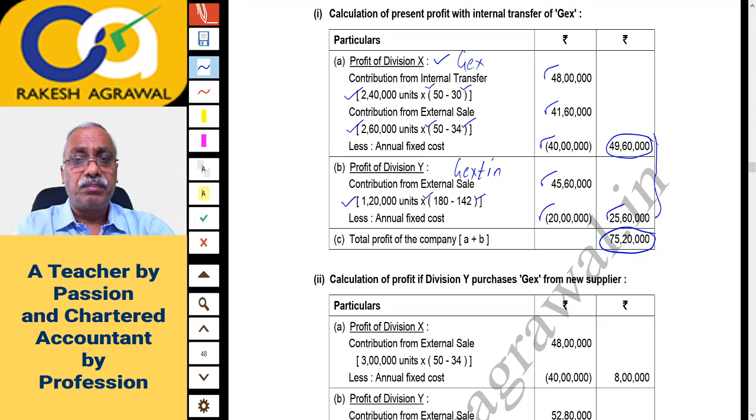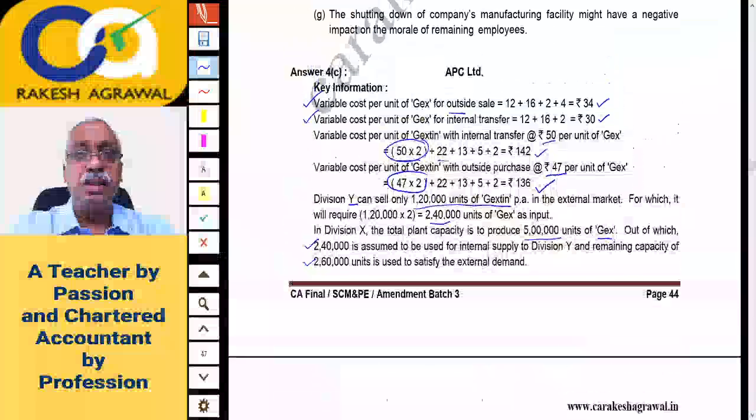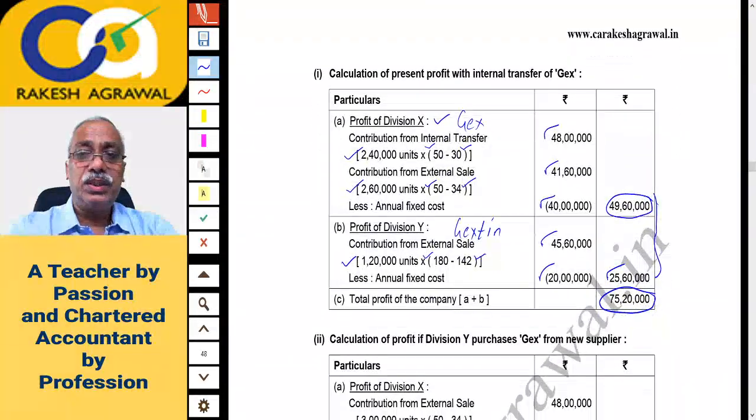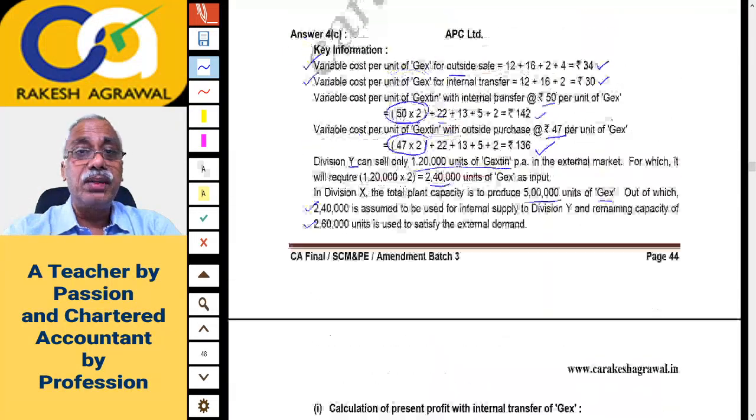Is that clear? And the data is written here only, right? You have all this relevant data here and in the question. So this is your profit at present. Now, what was the second question? Just check.